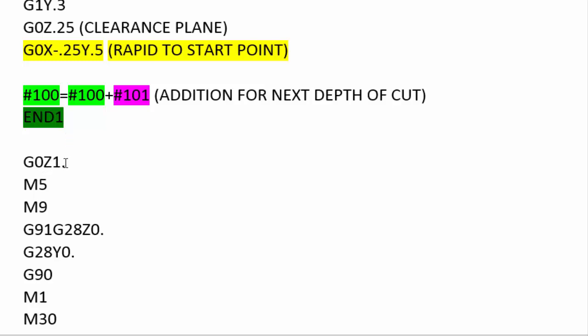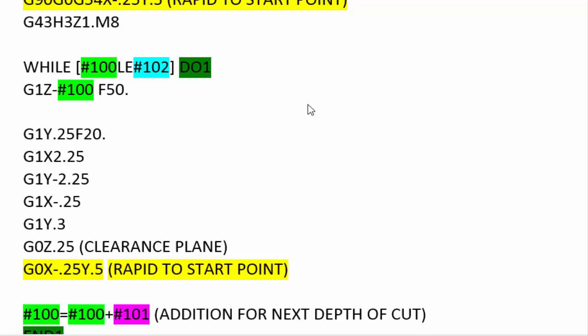So now we wrap it to Z 1 inch, turn off the spindle, turn off the coolant, home out the Z-axis, home out the Y-axis, and we get the machine back in a G90 mode. Now let's take a look at this program in action in GWizard Editor.